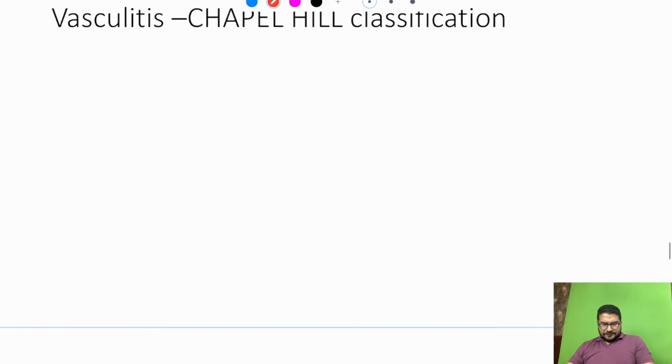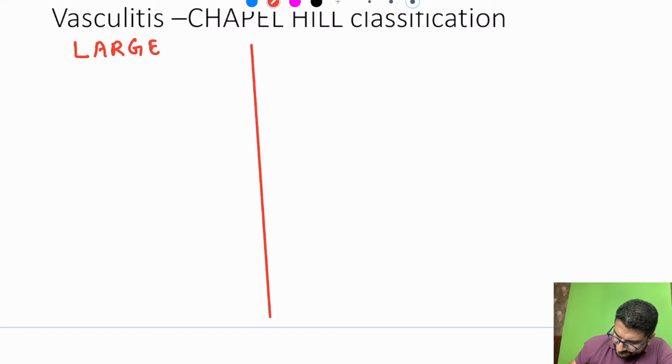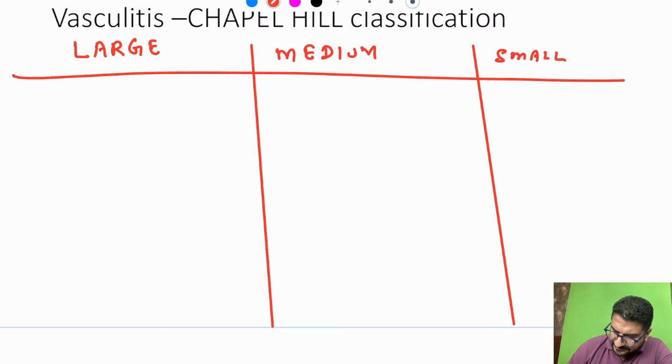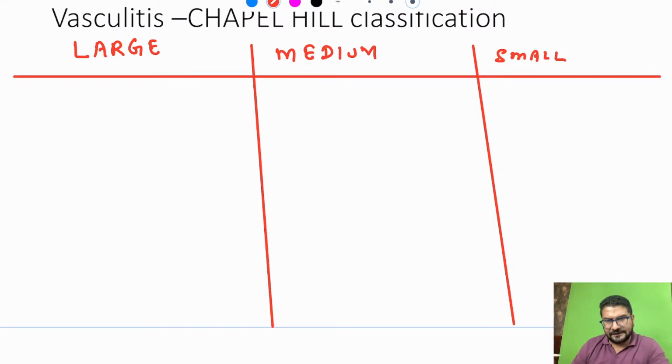Okay, now moving to vasculitis. For vasculitis we have a classification called the Chapel Hill classification. Based on this we can classify vasculitis into large vessel vasculitis, medium vessel vasculitis, and small vessel vasculitis. यहाँ large का मतलब एकदम large नहीं, means we are doing a comparison. Large means बाकी दो के हिसाब से बड़ी.